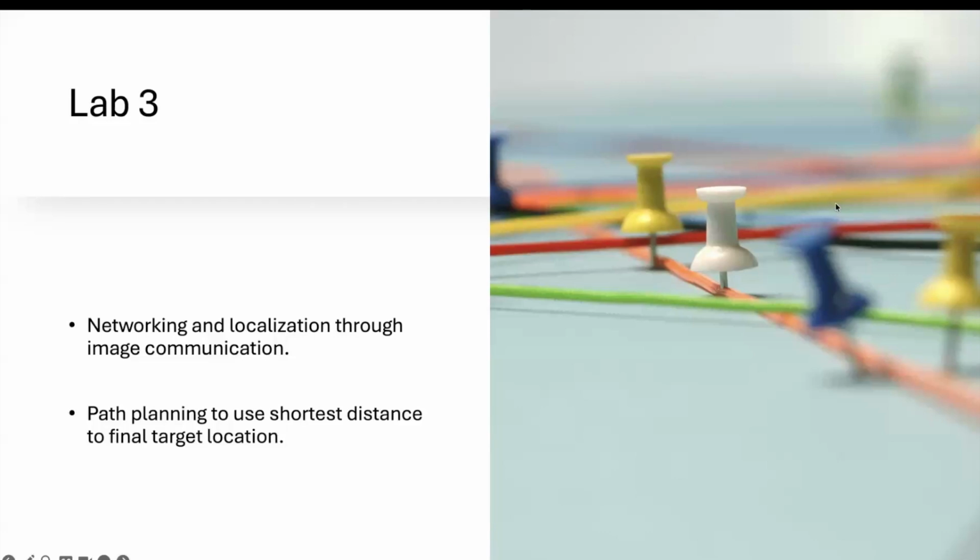Finally, for Lab 3, we worked more on global planning as well as networking. This is important because we scale our system from what this camera could see to a more global level, through networking a couple of cameras positioned above it, and then establishing an actual localization in real time.